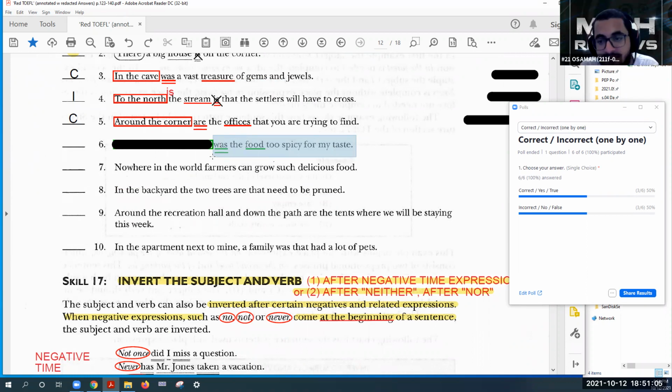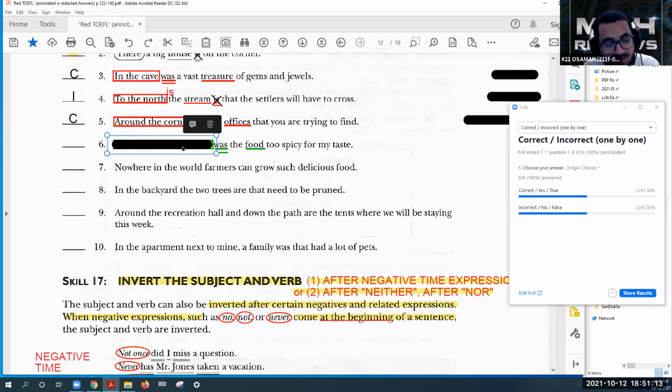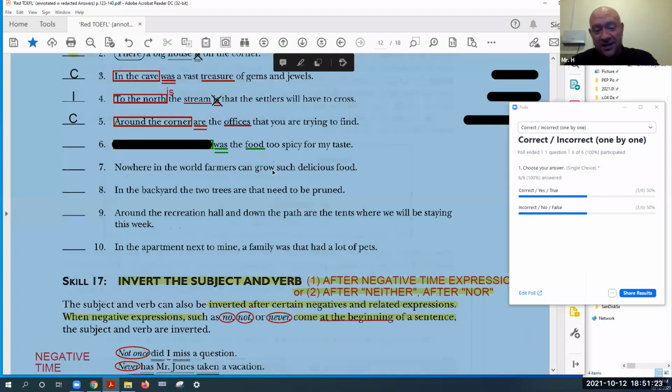Yes, it is a complete idea. What does that mean? If this idea is complete, that means this is optional. And because this is optional, you do not invert. I got it. Do you understand?